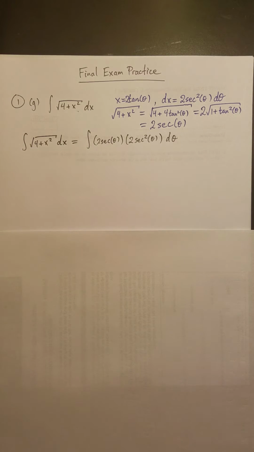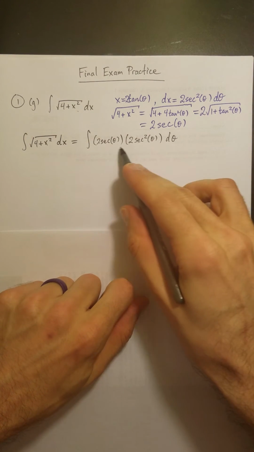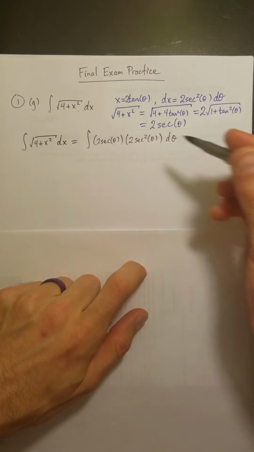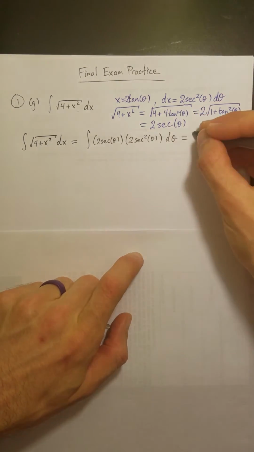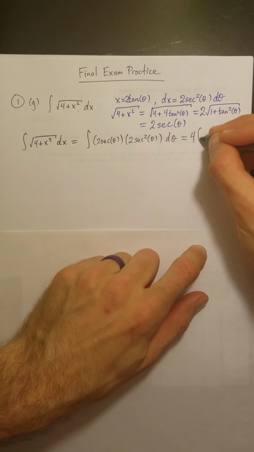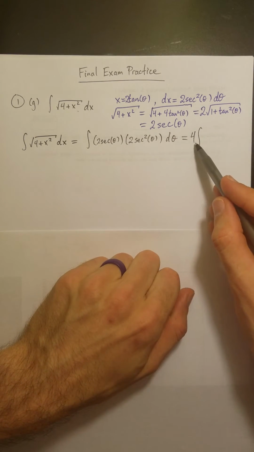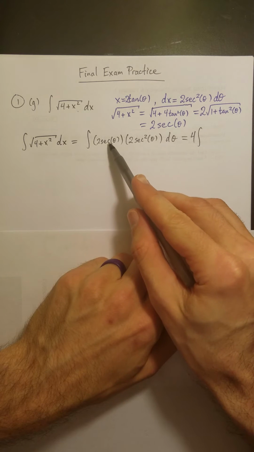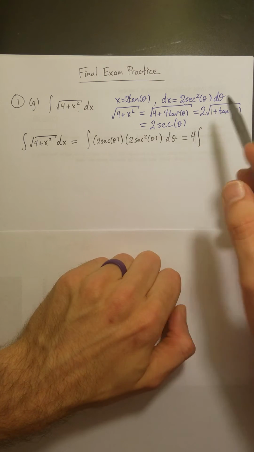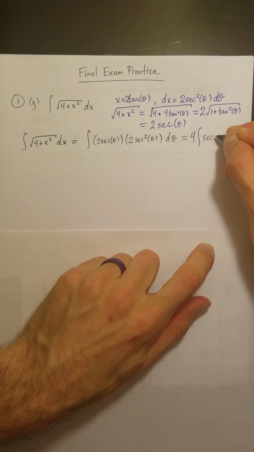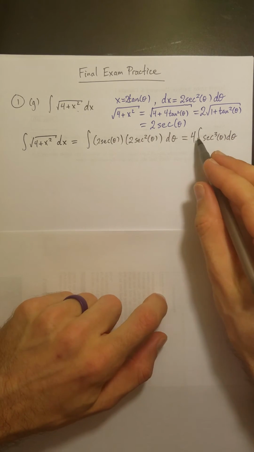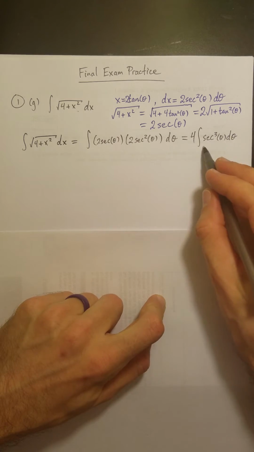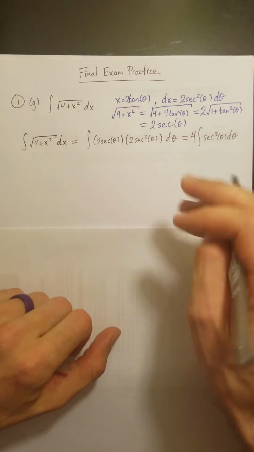Now that we're at this point, we can combine everything in our integrand. It's just a product, right? So 2 times 2 is 4. I'll just pull the 4 out front. Not really going to be a help or a detriment. Then I have 1 factor of secant and then 2 factors of secant, so I have secant cubed theta d theta. And now I just need to recall the antiderivative of secant cubed.